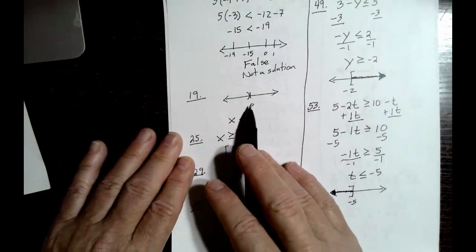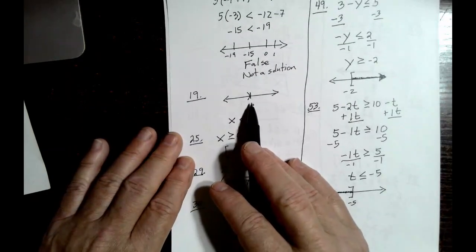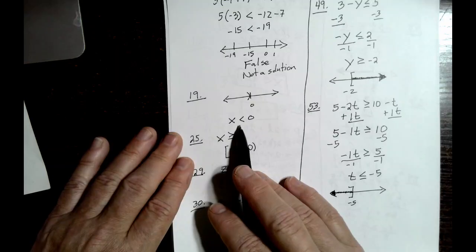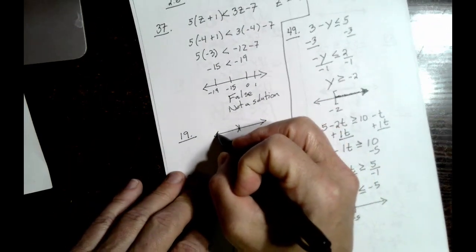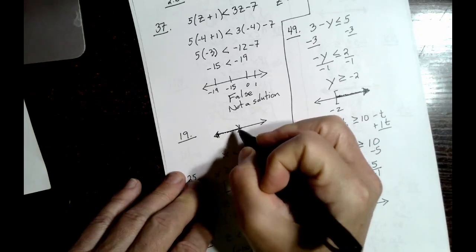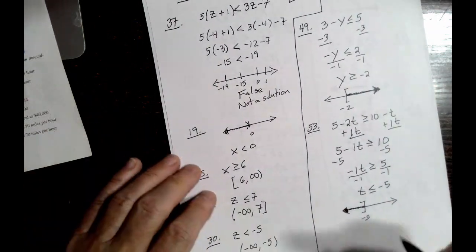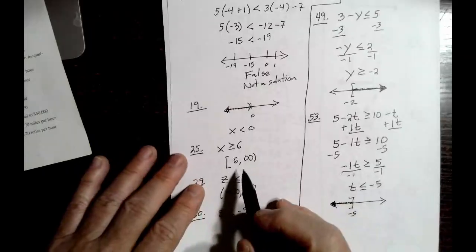Alright? So this one, they ask you to write that as an inequality. That's what, less than 0. I believe it's shading to the left. Yeah. So it's x less than 0.